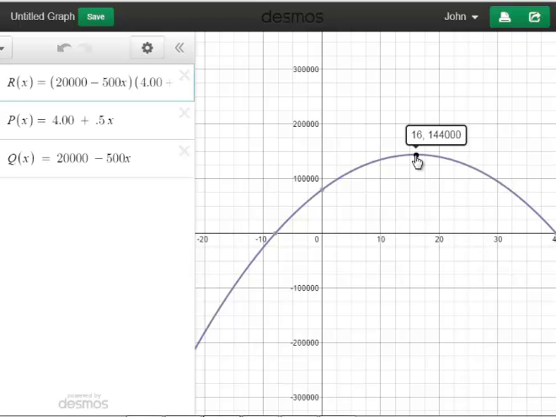And maximum revenue is at this point here, where the price increase is 16 fifty-cent increments, or $8 more. We would have our revenue to be $144,000. So clearly you could see that where we were operating was not, for lack of a better word, the optimal location for price.